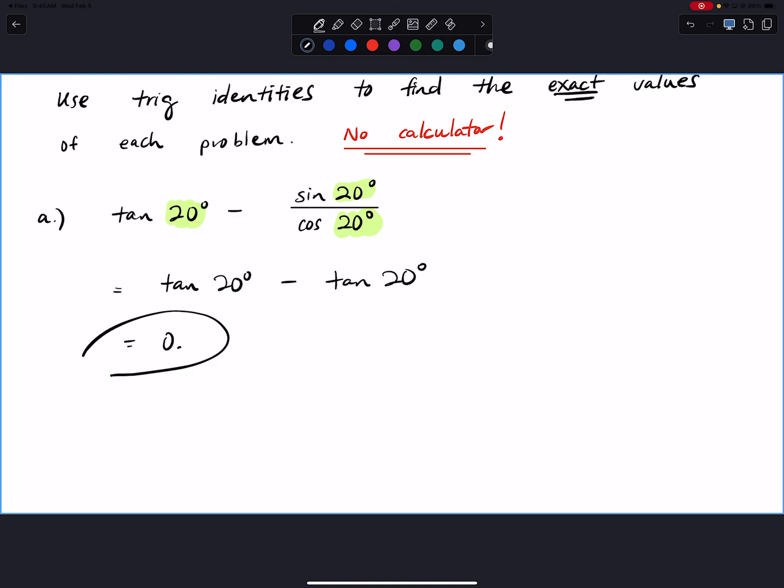B. Sine squared of pi over 12 plus 1 over the secant squared of pi over 12.